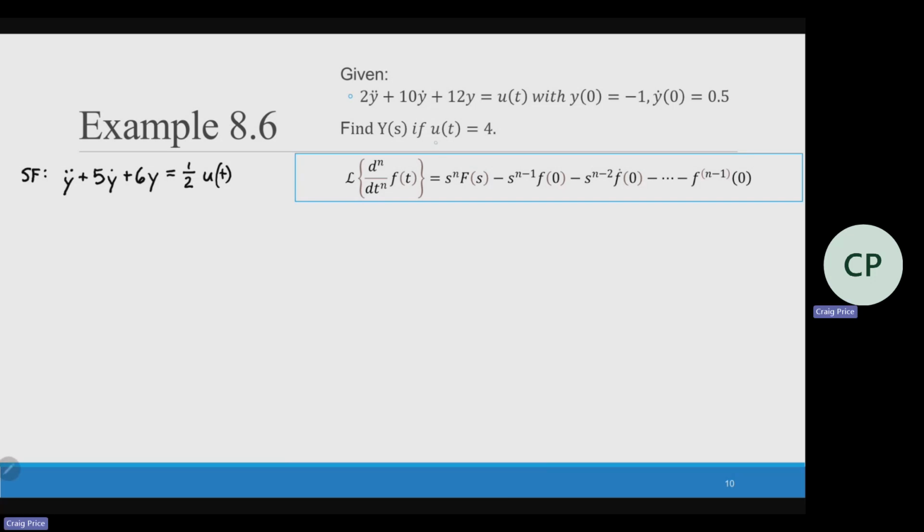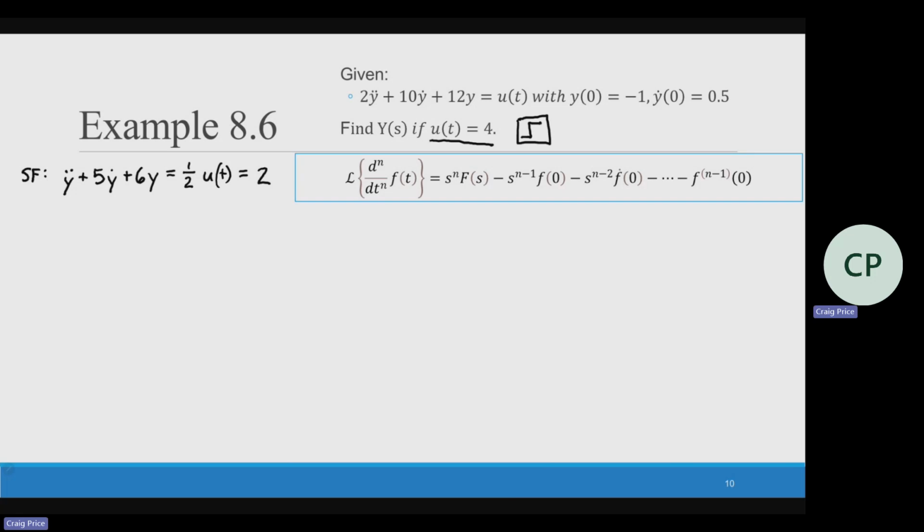And if u is equal to 4, what kind of input is that? It is a step. Yeah, this is a step of 4. If I plug 4 into that equation, this becomes 1/2 of 4, which is 2. We have to have a specific input to be able to solve it. We need a number associated with it. And so we have the left-hand side, y double dot, 5y dot, 6y equals 2.